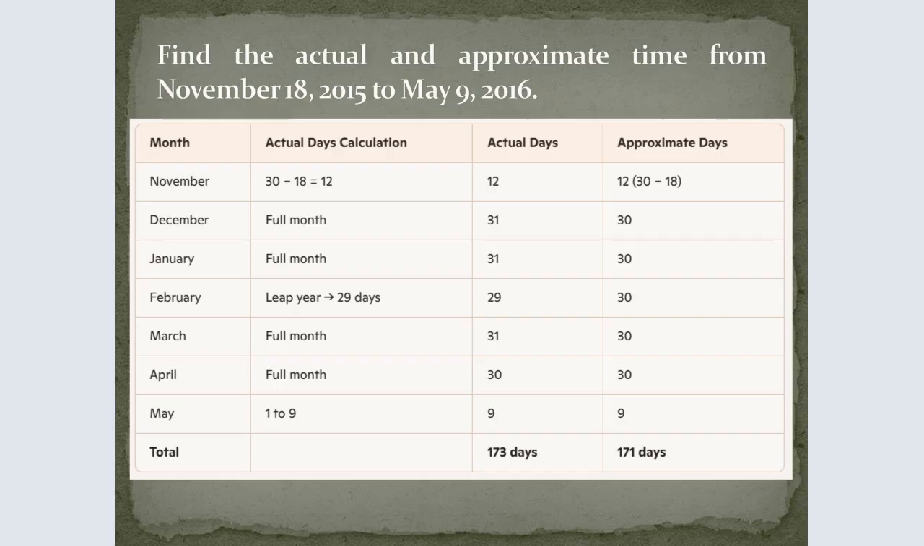Then for May, since it lasts up to May 9, we have from 1 to 9 actual, and approximate days, we have 9. So if we add the actual days, that will give us 173 days. And for the approximate days, the summation is 171 days.